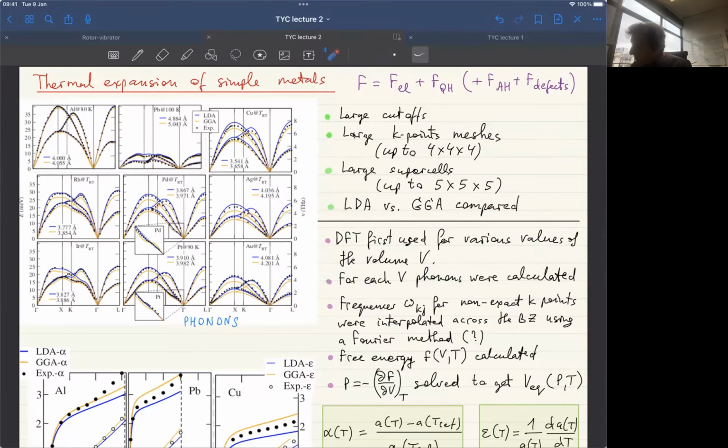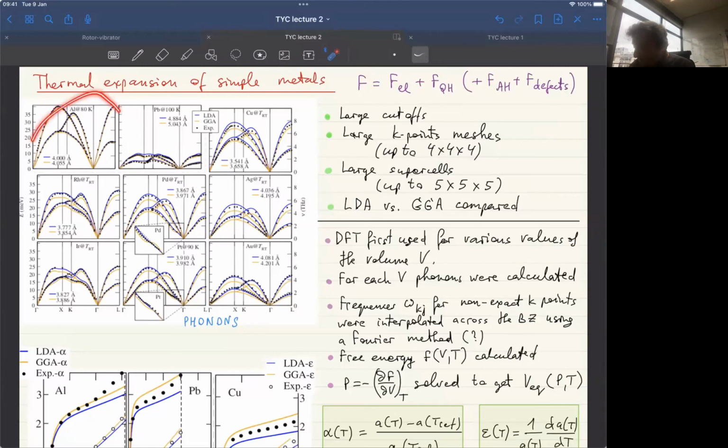So they determined for various volumes phonons, they determined DFT energy, therefore frequencies, and then they even interpolated the frequencies between the K points they had access to due to this particular supercell they have used. And in the end, they solved the equation of state for the crystals to determine the structure as a function of both pressure and temperature. A very, very detailed study.